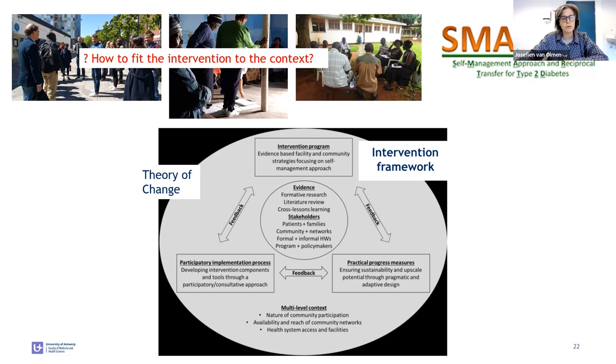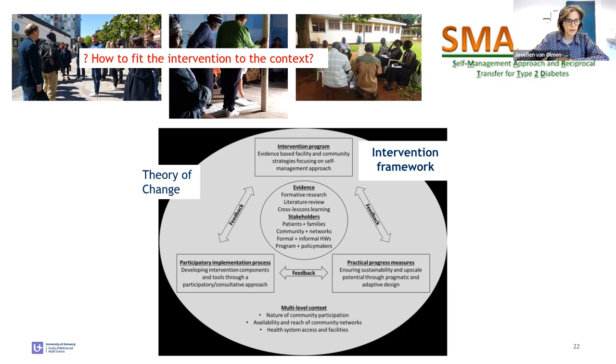Then in the second round, we came to a common intervention framework, which in the end focused more on joint components. We came up with five joint intervention components, but these turned out to be more functions than particular interventions, because, for instance, peer support was a main function across all three sites, but how that would work out in the three sites ended up being very different. I can explain that more in the discussion later.